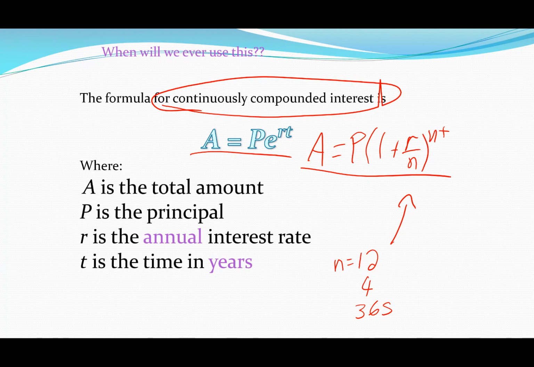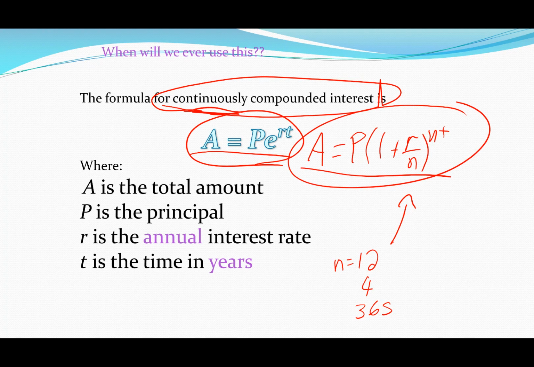All right. Anyway, when it says compounded continuously, the keyword continuously, that's your go-to. That's how you know it's going to be this formula. When it says compounded continuously. If it says compounded anything else, it's going to be this formula. But we're primarily going to focus on this one right now since it's got the E in it.